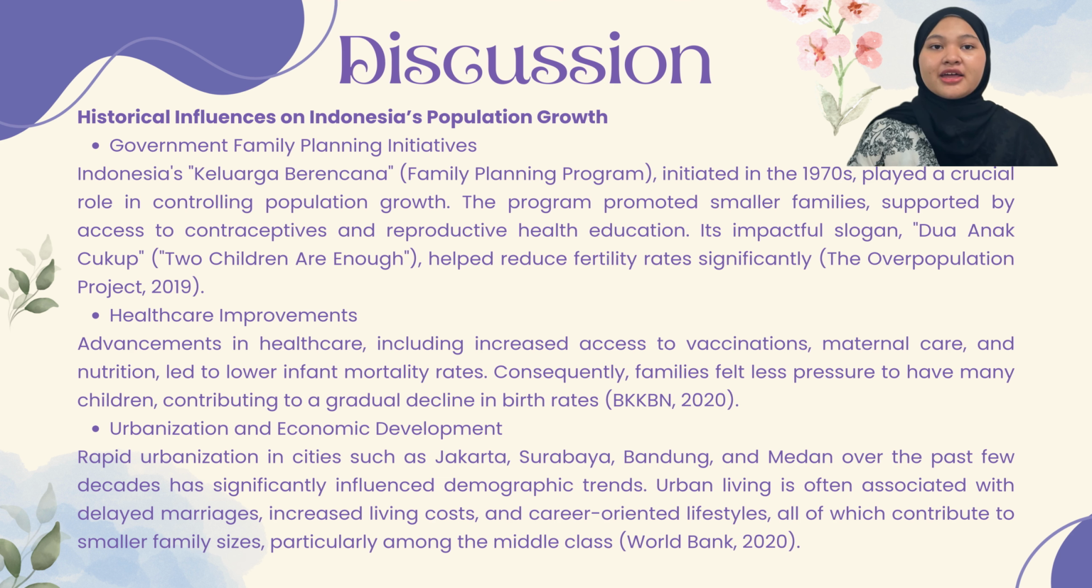Number two, healthcare improvement. Improvements in vaccination, maternal care, and nutrition lowered infant mortality rates, reducing the need for larger families. And number three, urbanization and economic development. Urban growth in cities like Jakarta and Surabaya led to lifestyle shifts such as delayed marriage and career focus, resulting in smaller families, especially in the middle class.